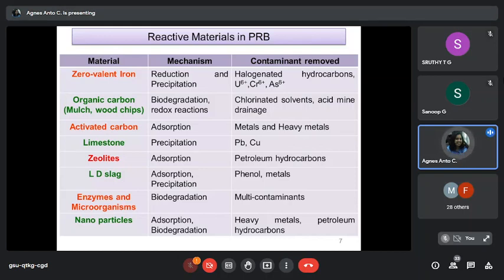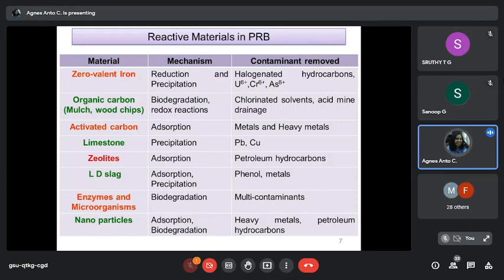Next is LD slag. LD slag is basically a byproduct of the iron and steel industry. It is a byproduct from the blast furnace, where iron is melted in the presence of limestone as a flux. This LD slag is a very alkaline material, and at the same time it has good cation exchange capacities. So it can be used for removing phenols and metals by the process of adsorption and precipitation. And the next is enzymes and microorganisms. Enzymes and microorganisms will remove your contaminants by the process of biodegradation.